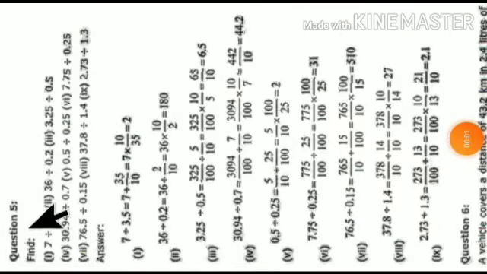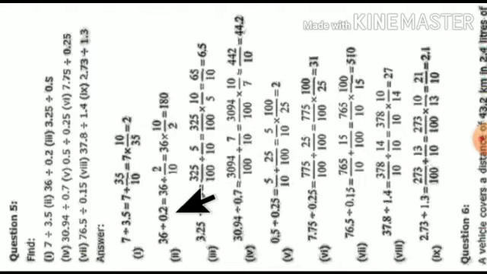Question number 5. Find 7 divided by 3.5. So 7 divided by 3.5 equal to 7 divided by 35 upon 10. Now this divide will be converted to multiply, and 35 upon 10 will become 10 upon 35. So 7 into 10 upon 35, that is 7 1s are 7, 5 7s are 35, and 5 1s are 5, 2s are 10. So the answer is 2.